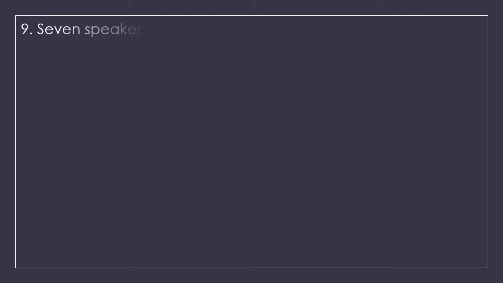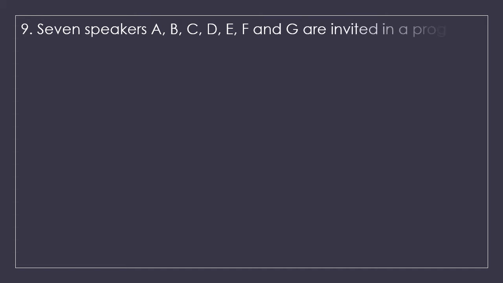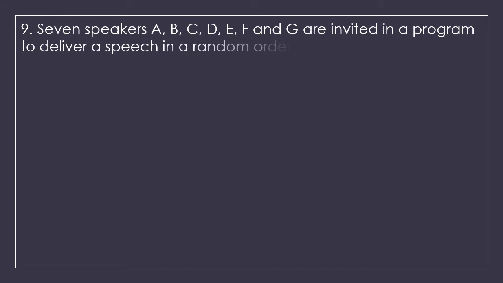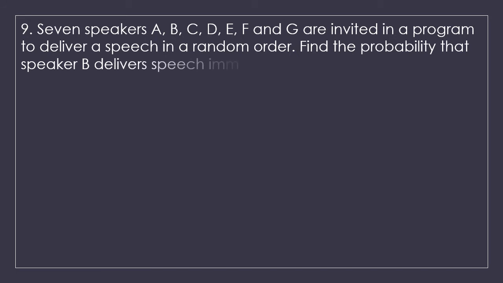The ninth question. 7 speakers A, B, C, D, E, F and G are invited to a program to deliver a speech in a random order. We have to find the probability that speaker B delivers his speech immediately after speaker A.